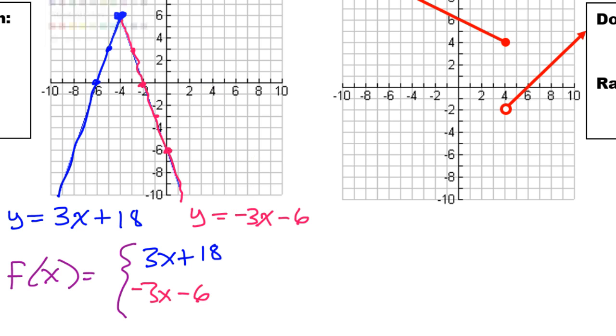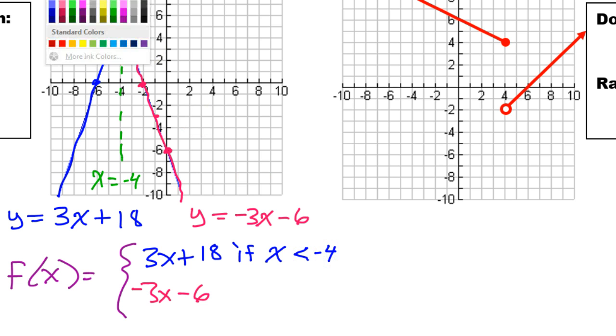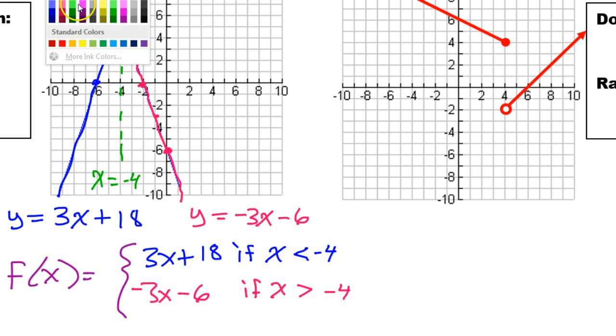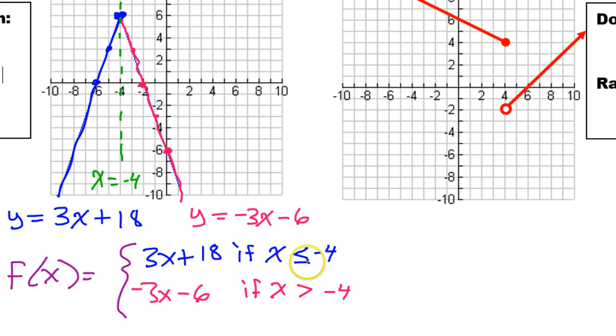So I need the domain restrictions that keep this from being a line that goes on forever. Notice this is the axis of symmetry right here, and that is the line x equals -4. So I need it to be "if". This blue part is to the left of negative 4, so that's going to be if x is less than negative 4. This red part is to the right of negative 4, so I'm going to say if x is greater than negative 4. One of these needs to be "or equal to" to keep it from being an open circle. It doesn't matter which one you pick, so I'll just pick the top one.